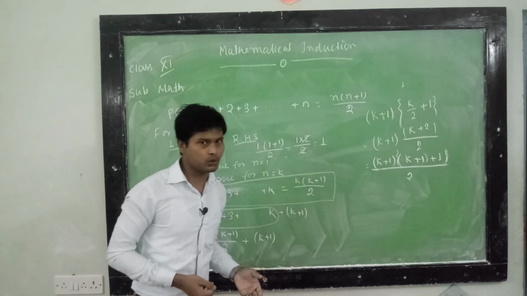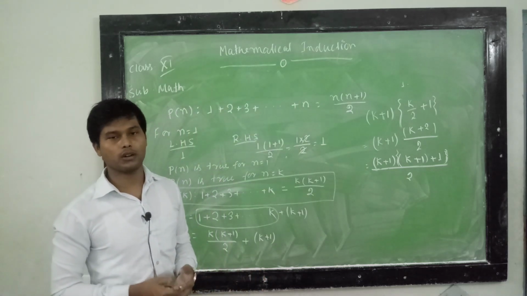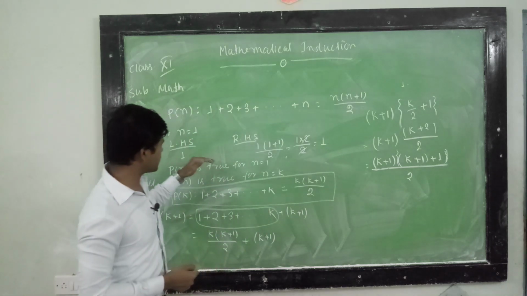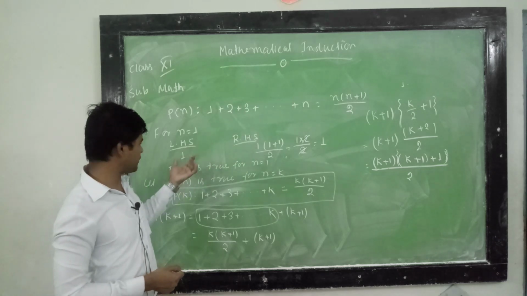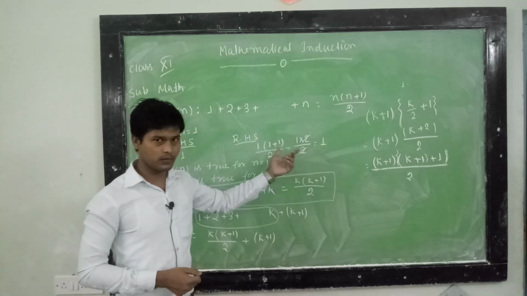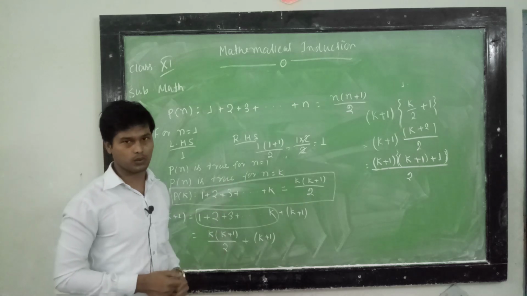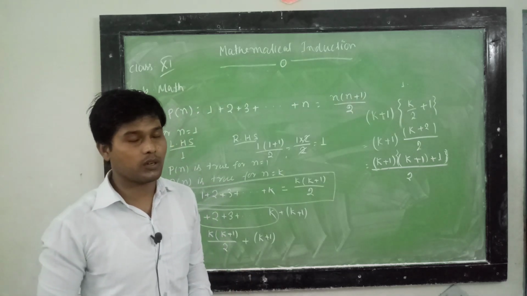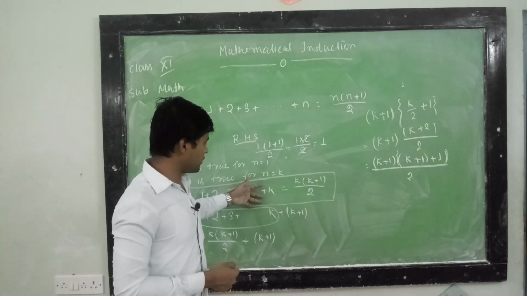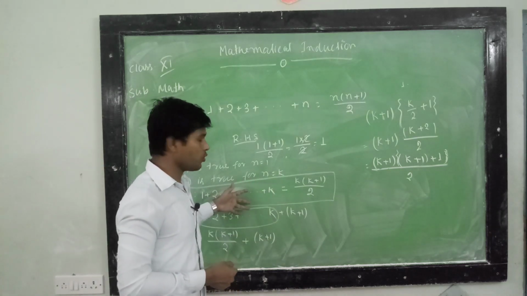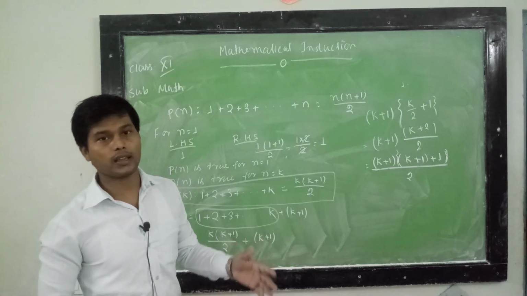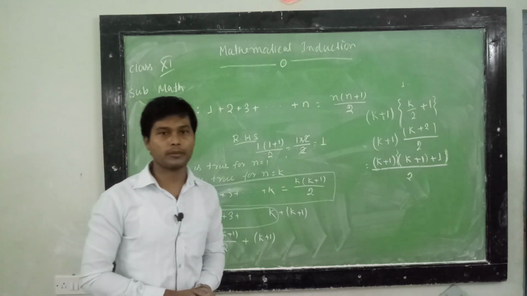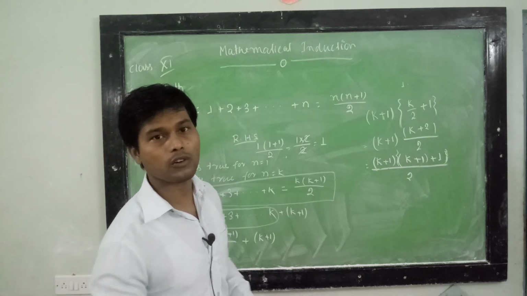Next step, we'll have to check whether this expression is true for n equal to 1 or not. If the statement is true for n equal to 1, because the left hand side and the right hand side are equal, that means the statement is true for n equal to 1. Now we'll consider that the statement is true for n equal to k, and with the help of this condition, we'll prove that the statement is true for n equal to k plus 1. Then we can say by principle of mathematical induction that the statement is true for all values of n.